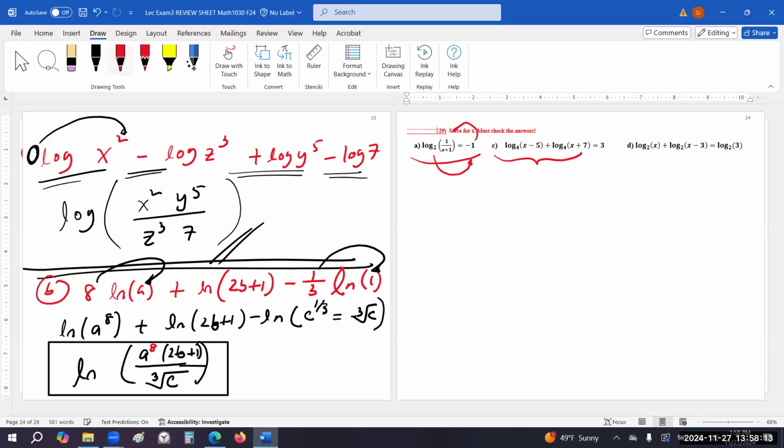Let's do E or C. No, what's happening? Man, why is it doing this?